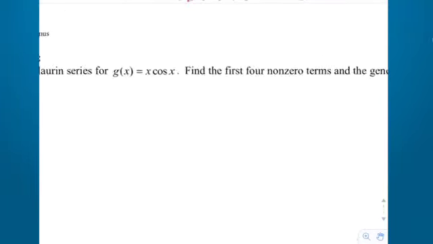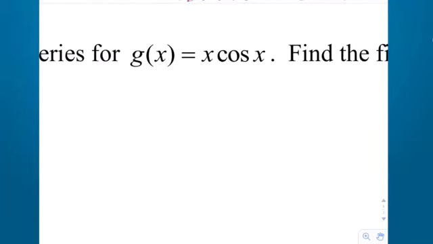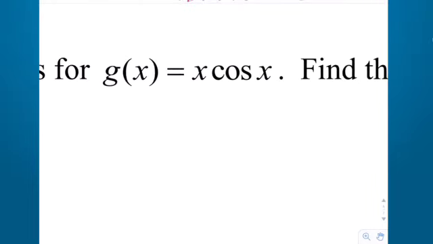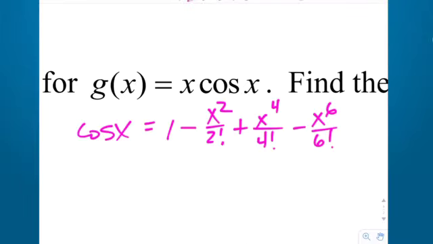All right, example 7. Find a Maclaurin series for g of x equals x cosine of x. Again, first 4 non-zero terms. So in this case, instead of substituting in for x, we're going to multiply through by x, very similar to the polynomials again. So x cosine of x, well, we don't do that first. We're going to build it off of which one? Cosine, makes sense. So cosine of x is 1 minus x squared over 2 factorial plus x to the 4th over 4 factorial minus x to the 6th over 6 factorial. So those are the first 4 non-zero terms.